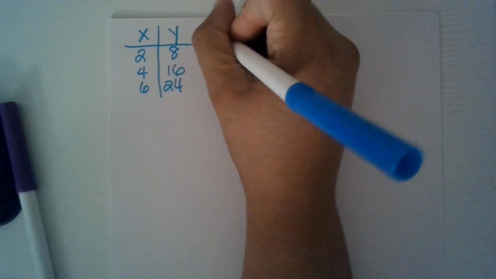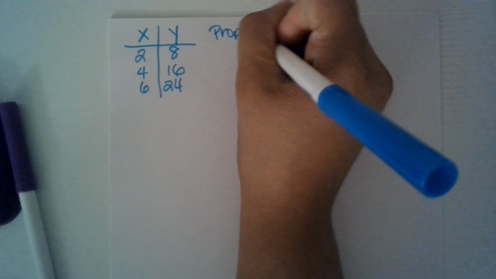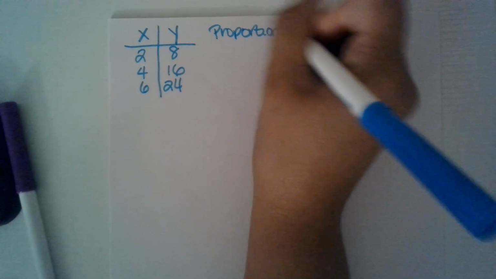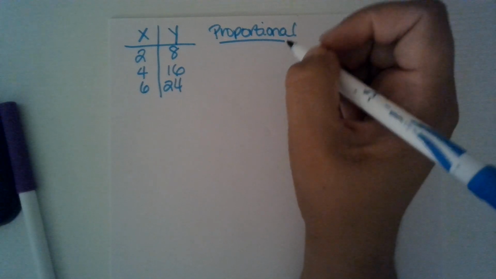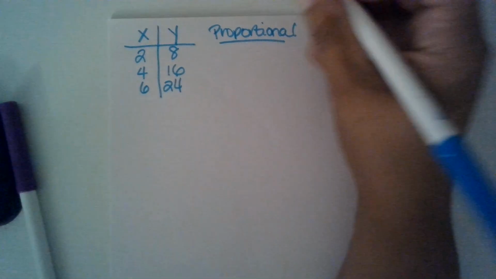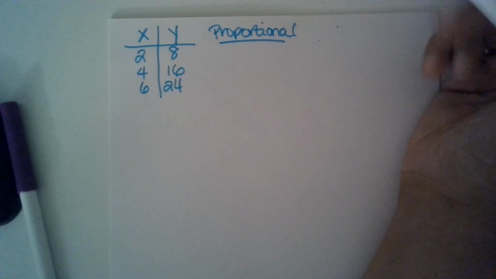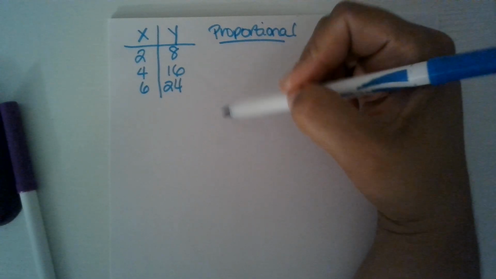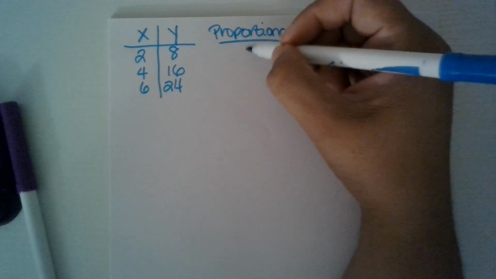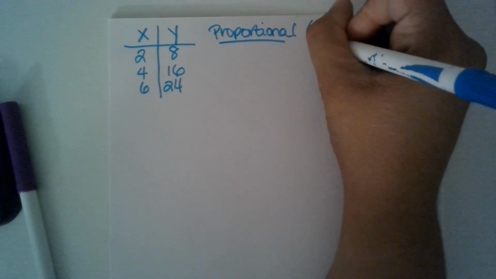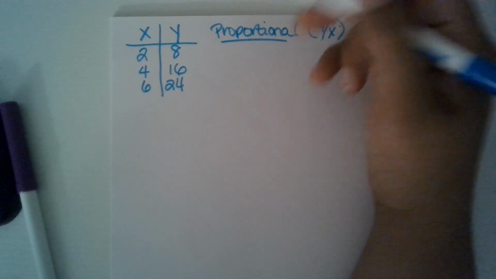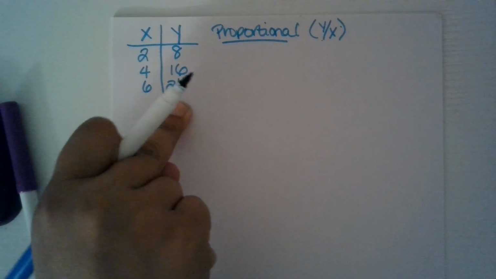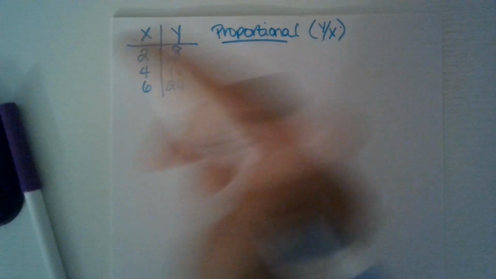Now, in order for it to be proportional, each ratio has to be equivalent. Meaning they have to be the same, each and every single time. This is where you have to use your Y over X rule to test it out. So this is more like trial and error. All of my Y values are going to be divided by all of my X values.